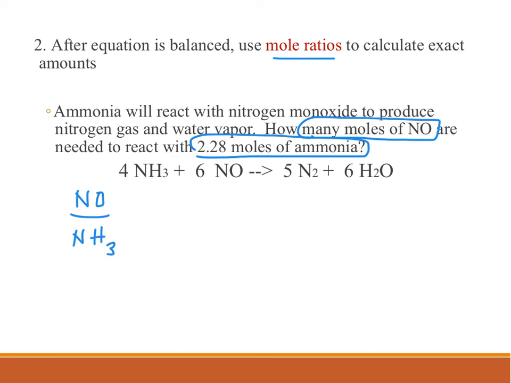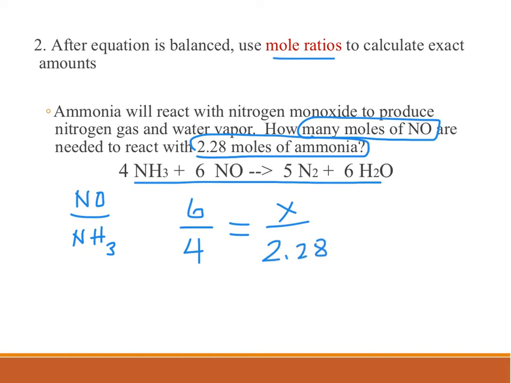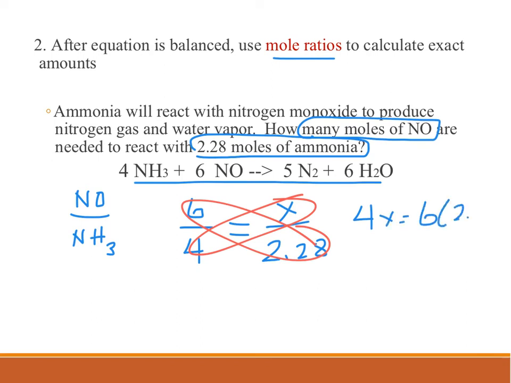Then I go and look at the balanced equation. What are my ratios in that balanced equation? Well, nitrogen monoxide is a 6 and ammonia is a 4. And then I make an equivalent fraction which has the numbers in the problem. We are being asked to calculate nitrogen monoxide, so that's our X, and we're told that there's 2.28 moles of ammonia. So once again, you're going to practice cross multiplication to solve this. You're going to end up with 4x equaling 6 times 2.28.